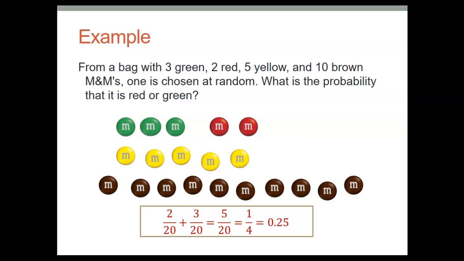And those are mutually exclusive. The same M&M can't be both red and green at the same time. So we can just add those probabilities together and get 5 over 20 as the probability that the M&M we pick is either red or green. And that reduces to 1/4, or you could write it as a decimal as 0.25. But notice there's 5 of these M&Ms that fit the description of being either red or green out of 20 in all.